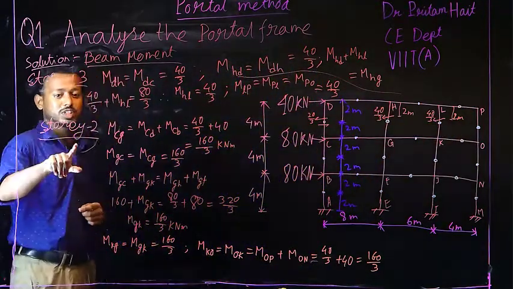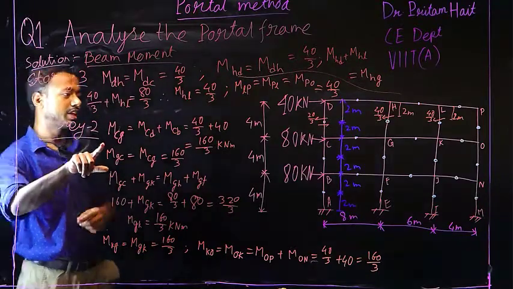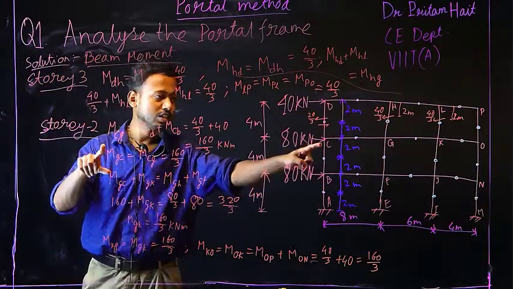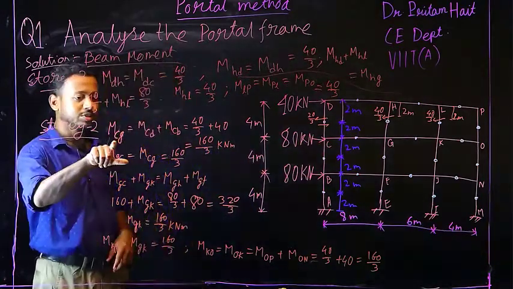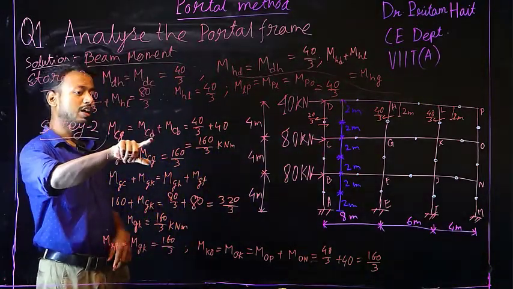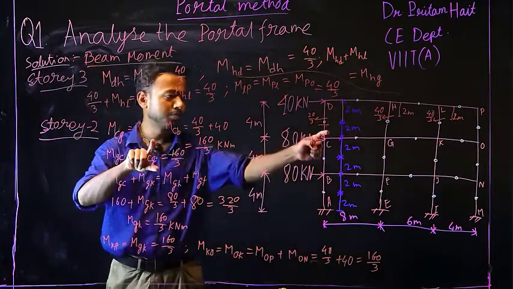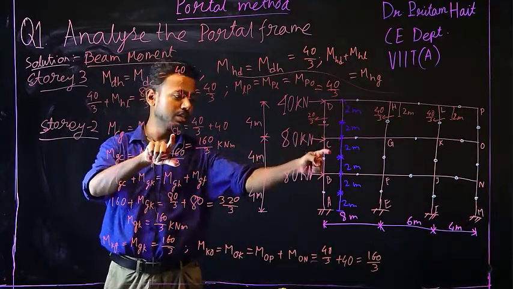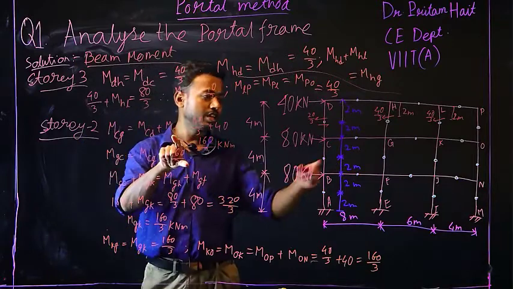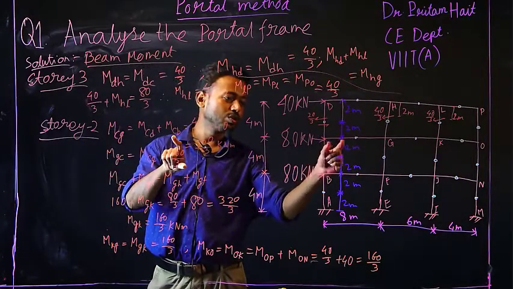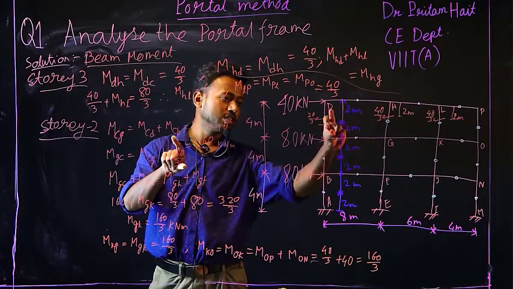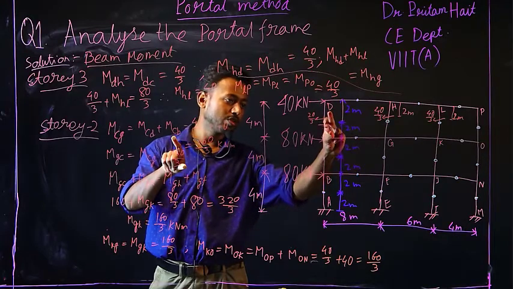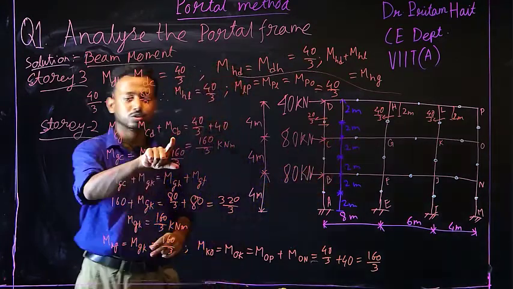Now come to second story. In this second story, we have C joint. So I will calculate first MCG. So MCG equals nothing but MCD plus MCB. Okay. Intermediate joint. So in this joint, if you consider, this beam moment will be equal to this column moment plus this column moment.